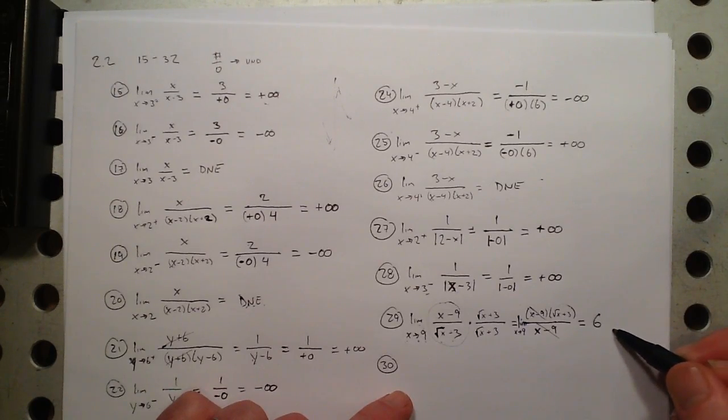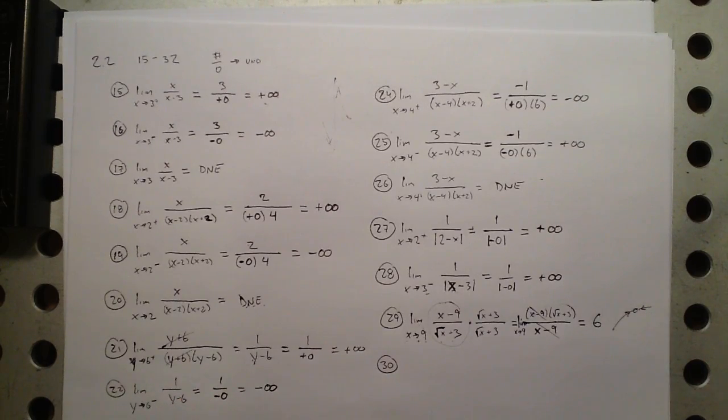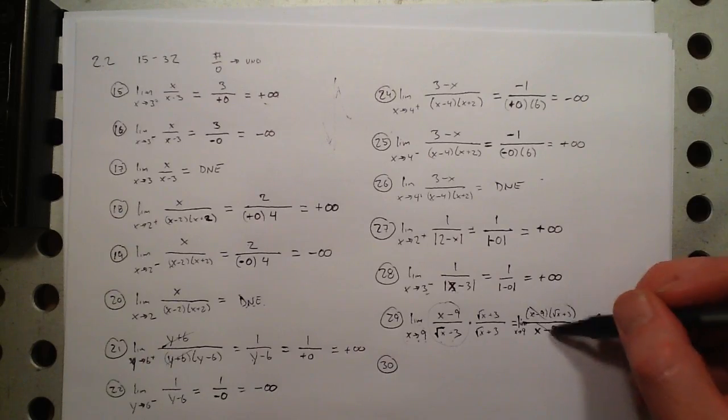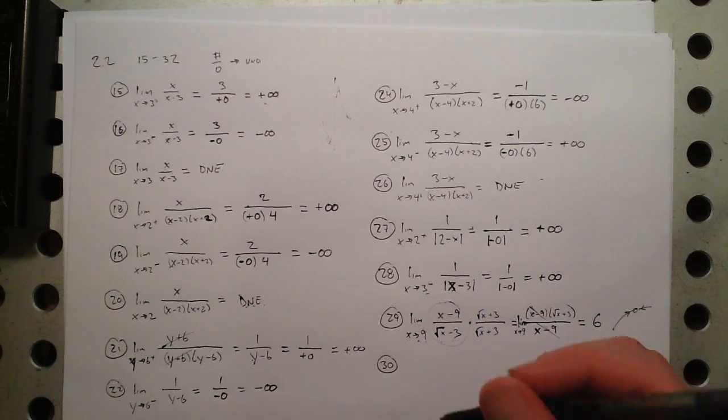This looks like a graph where everything looks fine, but then there's a hole at 9, and then it keeps going. And what is it getting closer and closer to? It's getting closer and closer to 6. So what we're doing here when we cancel out, we're just sort of canceling out that hole, and we're figuring out where that hole is.